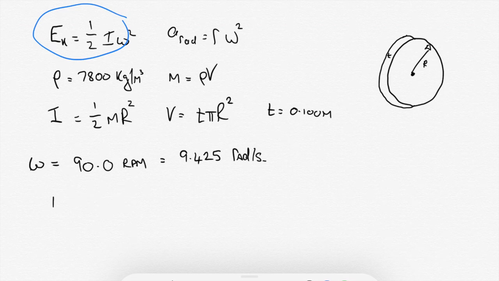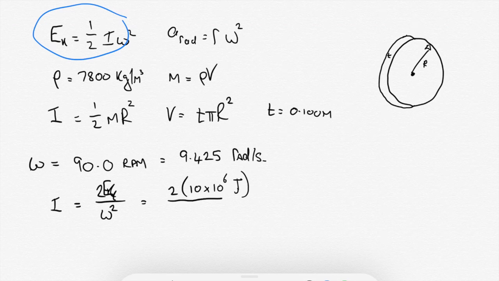We can. So we're going to get rid of this equation here and rewrite the equation that I've circled in blue instead, and work out the moment of inertia from there. So I is equal to 2 times the kinetic energy divided by omega squared. When we manipulate that equation, we can solve for I. That's 2 times the kinetic energy the wheel has when it's spinning, which is 10 times 10 to the 6 joules, or 10 megajoules, which it asked for in the question, divided by the angular velocity squared.